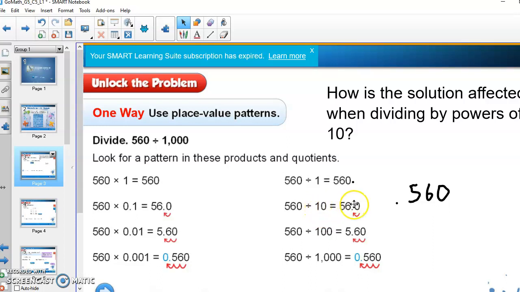When I divided by 10, I moved the decimal 1 time to the left, and I noticed that this had 1 zero in it. When I divided by 100, 100 has 2 zeros in it, I moved the decimal to the left 2 times. How many times did we move the decimal to the left when we divided by 1,000? 3 times. Why did we move it 3 times to the left? I noticed we have 3 zeros in our 1,000.